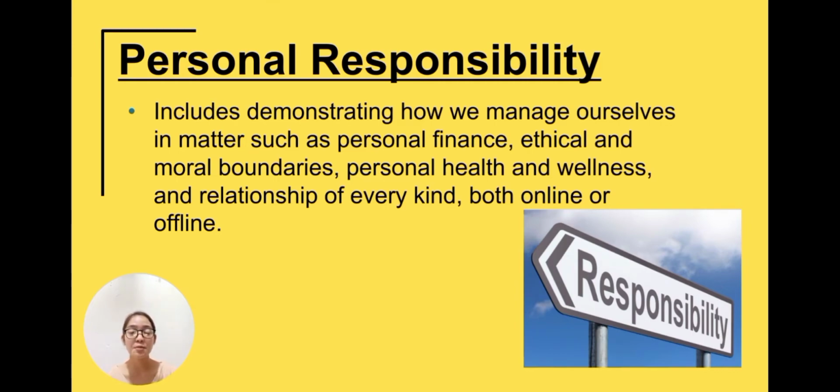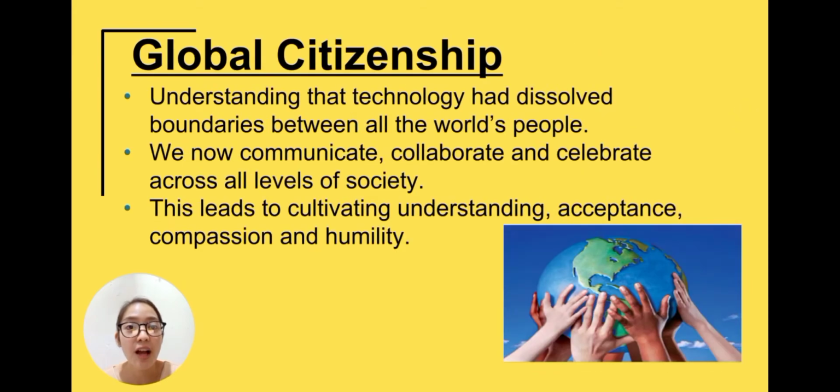So let us proceed to the second one. The second one is all about the global citizenship. Global citizenship is all about the understanding that technology has dissolved boundaries between all the world's people.